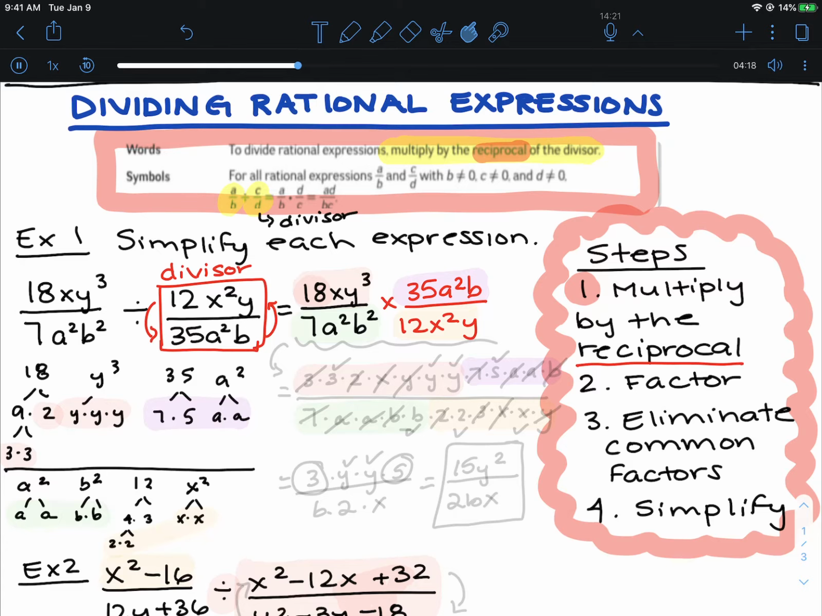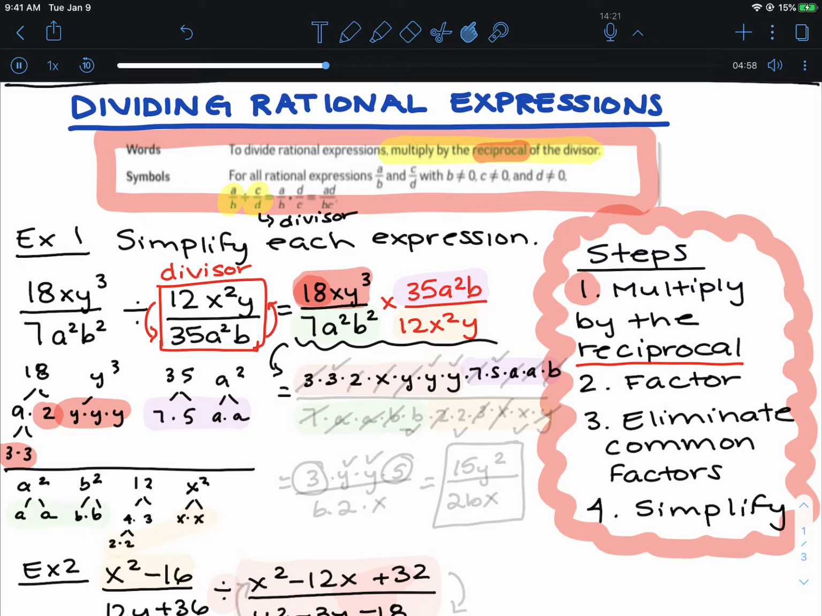So now, this right here is going to be 3 times 3 times 2, and that's for the 18. So we're going to do 3 times 3 times 2 times x times y times y times y. And all of this right here is going to be for this numerator right there. Okay? And now I have to do the 35, which is just going to be 7 and 5. And then a times b.